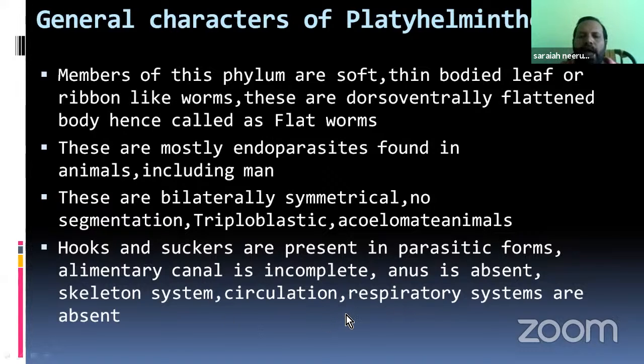Respiration is only by diffusion across the body, in the aquatic medium or in the host body, through the skin or moist skin, absorbing oxygen. There is no transportation of oxygen. That's why these systems are absent or wanting in these animals. So skeletal, circulatory and respiratory systems are absent.